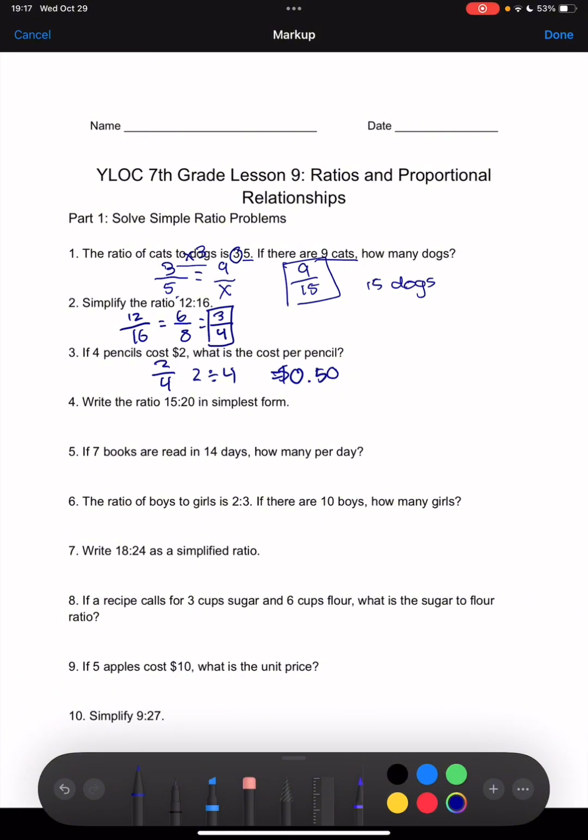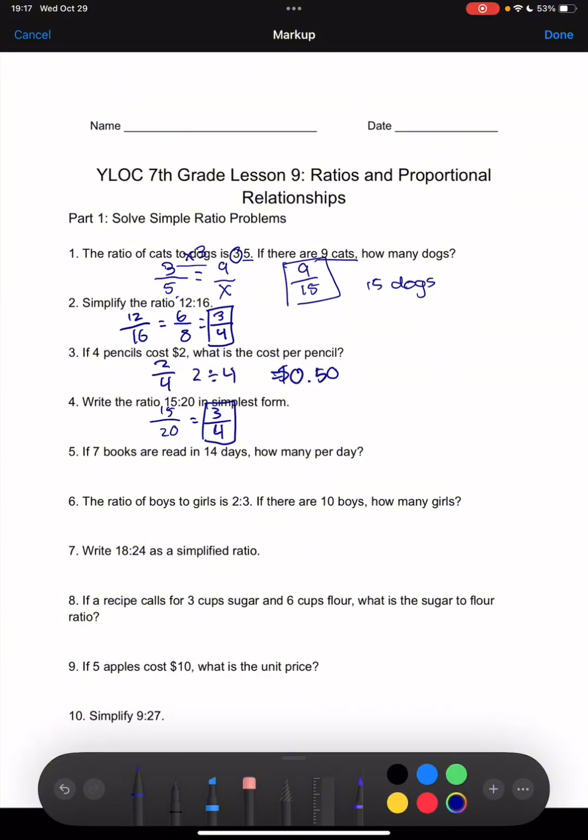Number 4. Write the ratio 15 to 20 in simplest form. So this is similar to number 2. We're just going to keep on dividing by a number that can go into both of them until it can't be further divided by a number and get a whole number other than 1. I'm going to do 5 because I know that 5 can go into both 15 and 20. So 15 divided by 5 is equal to 3, and 20 divided by 5 is 4. And it's like number 2, 3 over 4 is the simplest form.